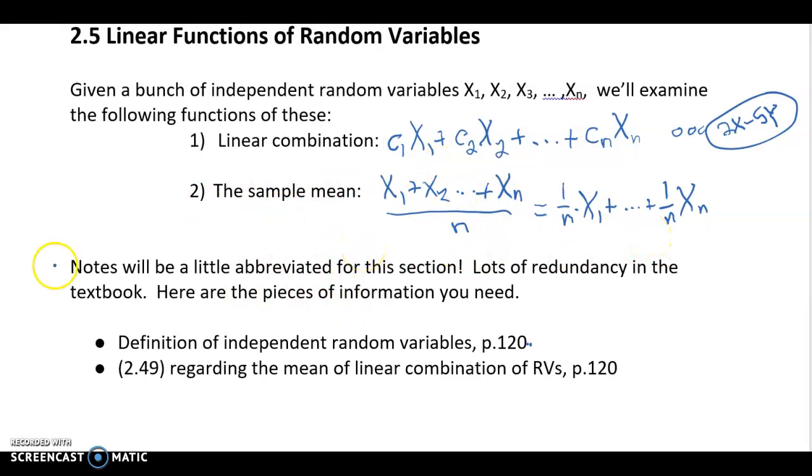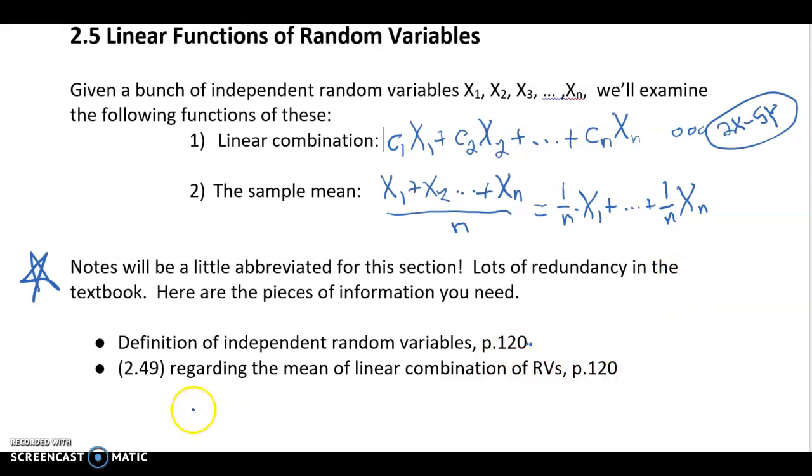But here's the key thing. The notes here are abbreviated. You don't have to do very much. I think it's ridiculous how much redundancy, meaning how repetitive the textbook is. So I've listed exactly the pieces of information you need. You need the definition of independent random variables. You need the 2.49 expression regarding the mean of a linear combination of random variables from page 120.